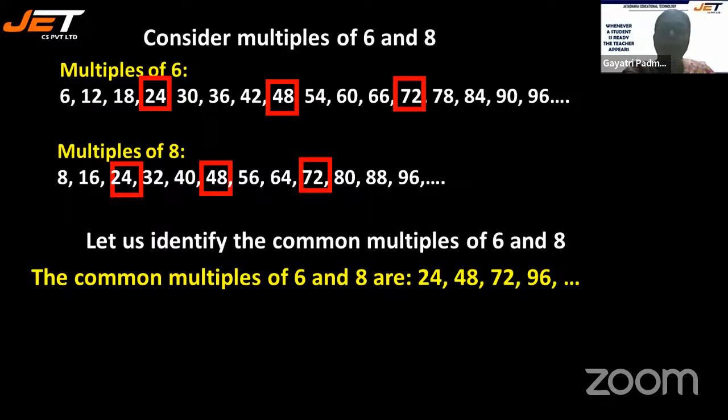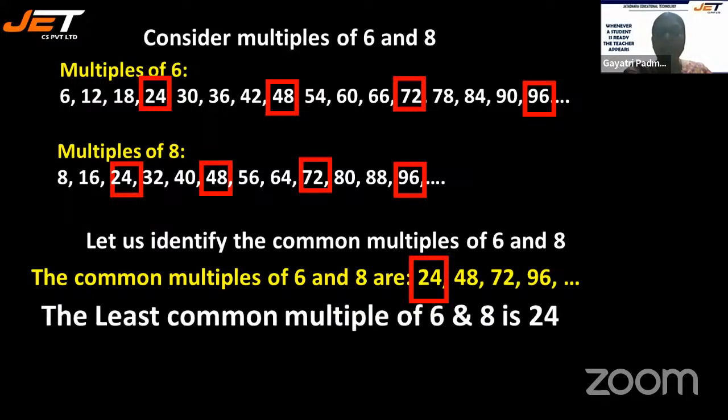Now, what is the next step? We are looking for the least, that is the smallest number, and the smallest number in this is 24. So what is this 24 called? This is the least common multiple of 6 and 8. That is, the LCM of 6 and 8 is 24.